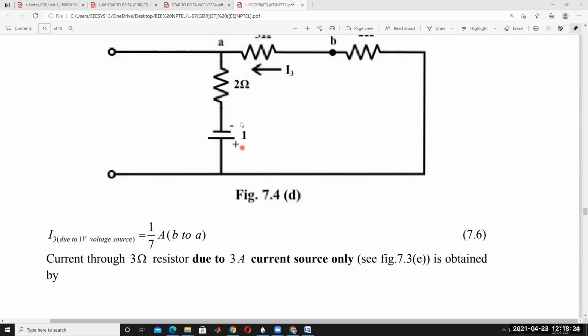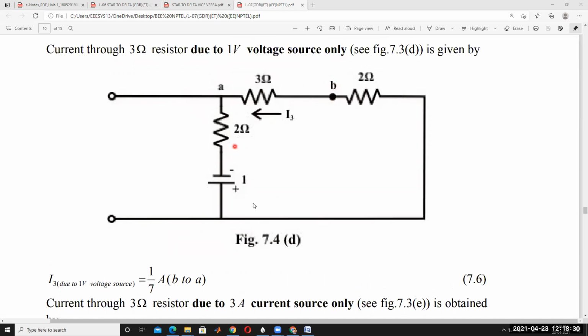Because this current is from high potential to low potential, that's plus to minus, the current is B to A. So the current direction through the resistor is B to A. That's why IAB is equal to minus 1 by 7. If it is A to B, minus 1 by 7. B to A, plus 1 by 7.